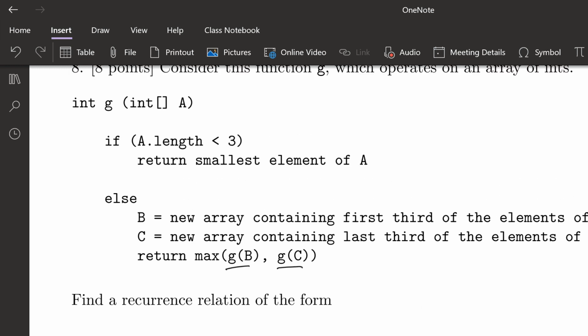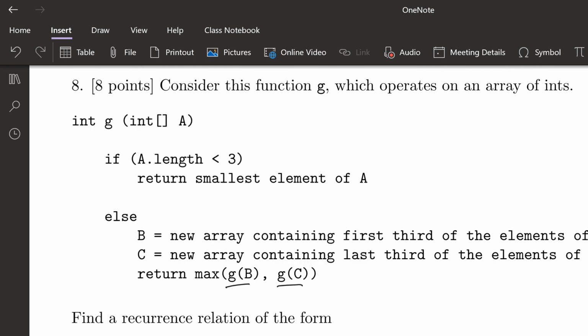So in this case, let's look at what g does. First thing it does is it creates B, which is a new array containing the first third elements of A. That kind of gives me a hint at what B is. And C is a new array containing the last third elements of A. So it doesn't actually do anything with the middle third. That's important to realize. I missed that the first time I was doing this problem.